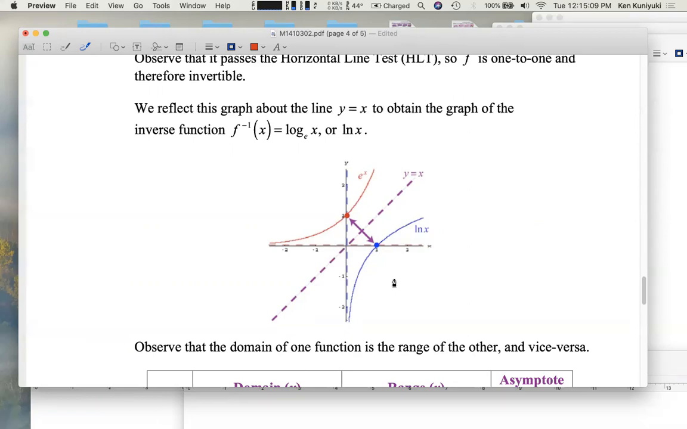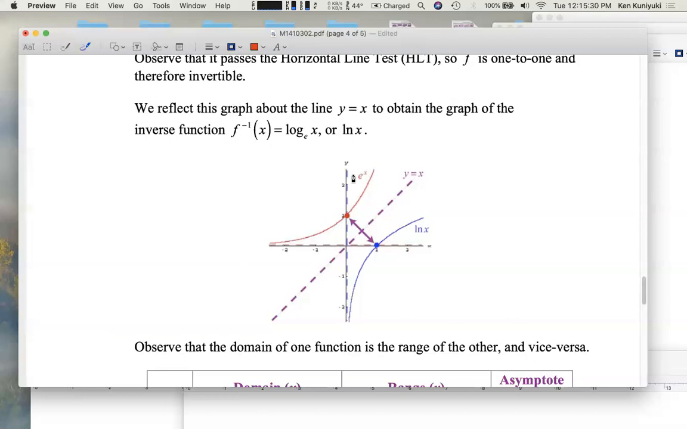Okay, now what else will switch over? Remember that for a pair of inverse functions, we're switching inputs and outputs, the set of inputs and the set of outputs, which means that the domain of one becomes the range of the other, and vice versa. All right, so let's remind ourselves.